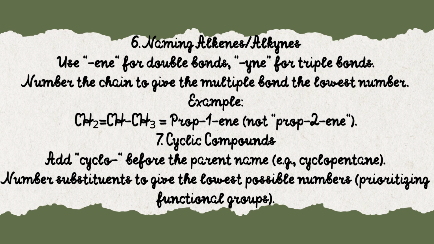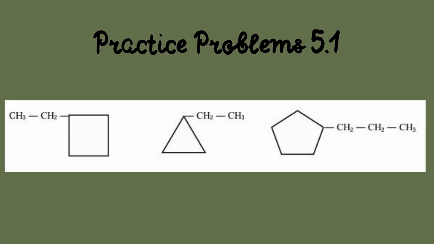And for the cyclic compounds, you just have to add the term cyclo before the parent name and number the substituents to give the lowest possible number. Prioritize the functional group as studied earlier. Now solve this practice problem 5.1 and answer them in the comments.